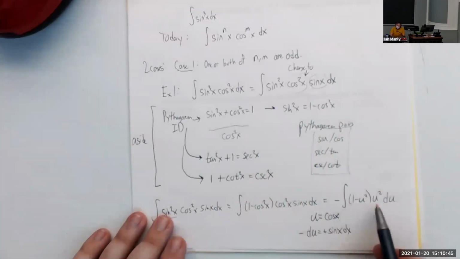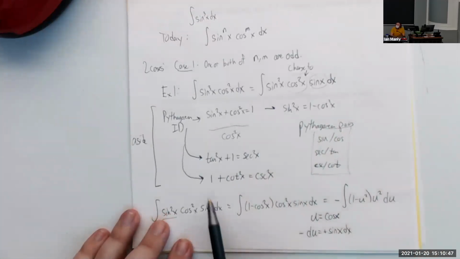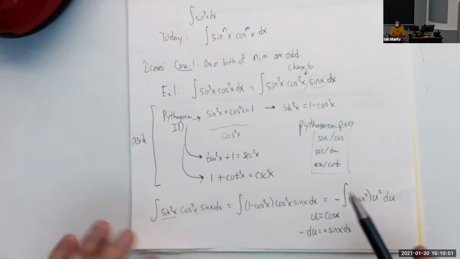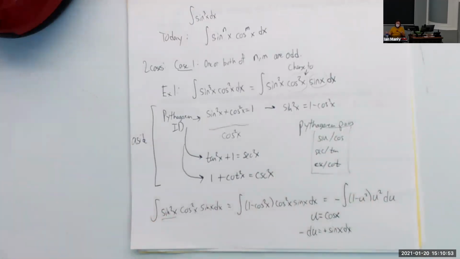All right, and this is actually pretty nice because I turned my trig integral into a polynomial integral. And that's going to be one of the big themes of this class. Polynomials are nice. They're the easiest things to do calculus with. So if you turn your integral into a polynomial integral, you're on the right track.